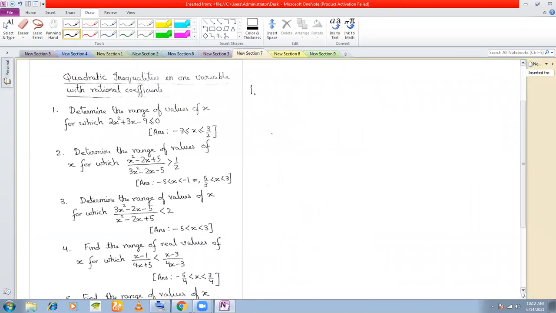First one, quadratic inequalities in one variable. The first problem here is: determine the range of values of x for which 2x square plus 3x minus 9. What is the replacement set of this inequality? Can you tell me? What is the replacement set?